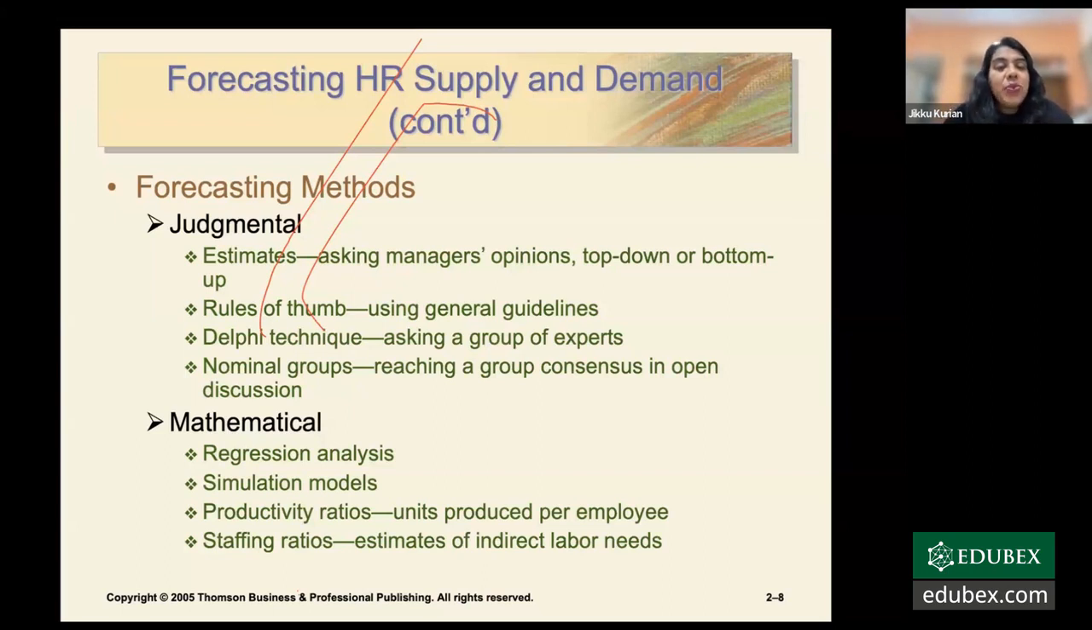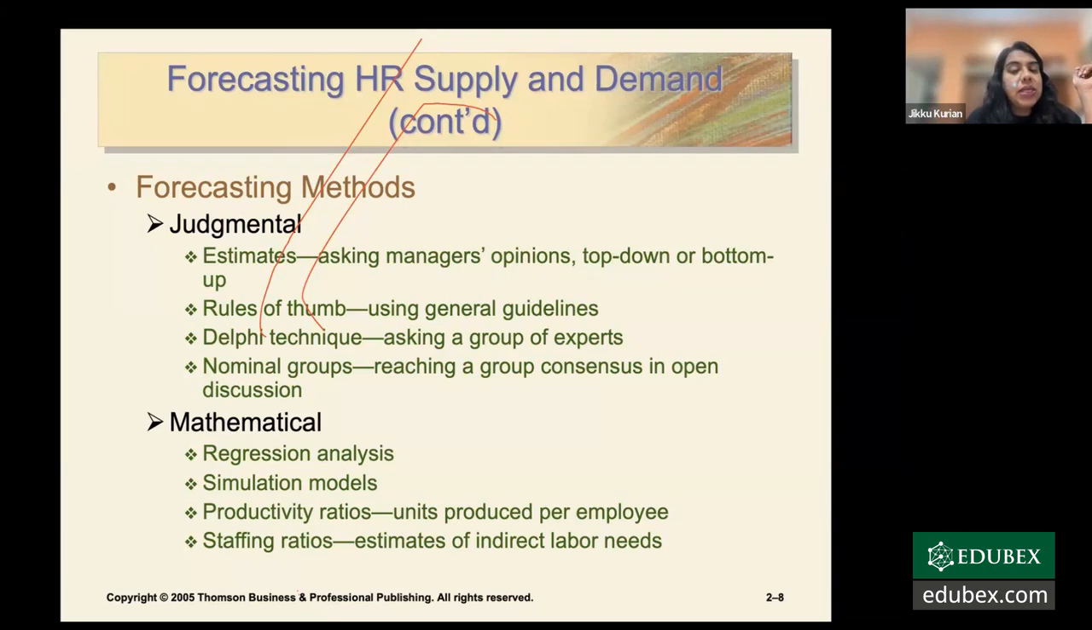Productivity ratio is the units produced per employee. Imagine 10 units are produced per employee on a day. If there is a festival season fast approaching, obviously the demand rises, and every day you need some 500 pieces to be produced extra. So we will take into consideration the productivity ratio to understand how many more people will be required to meet the increased demand.